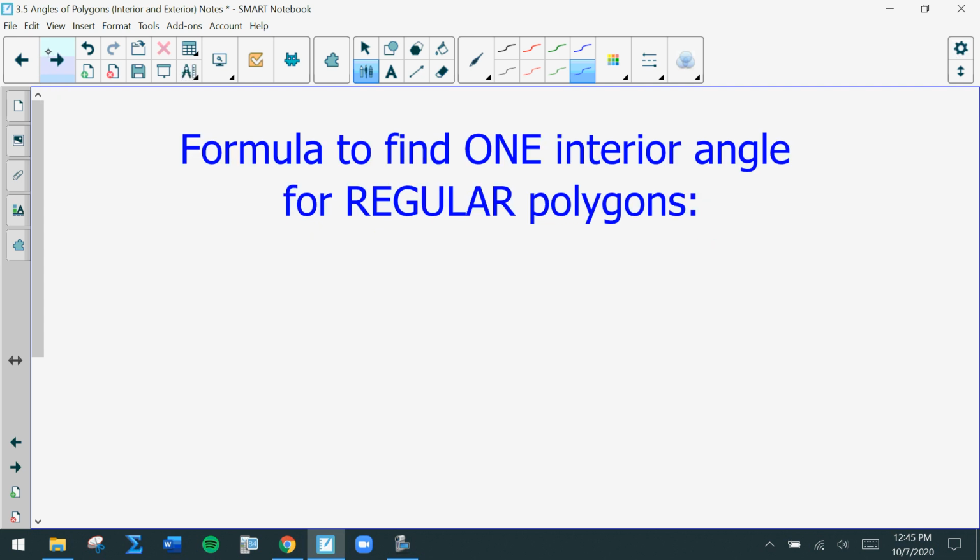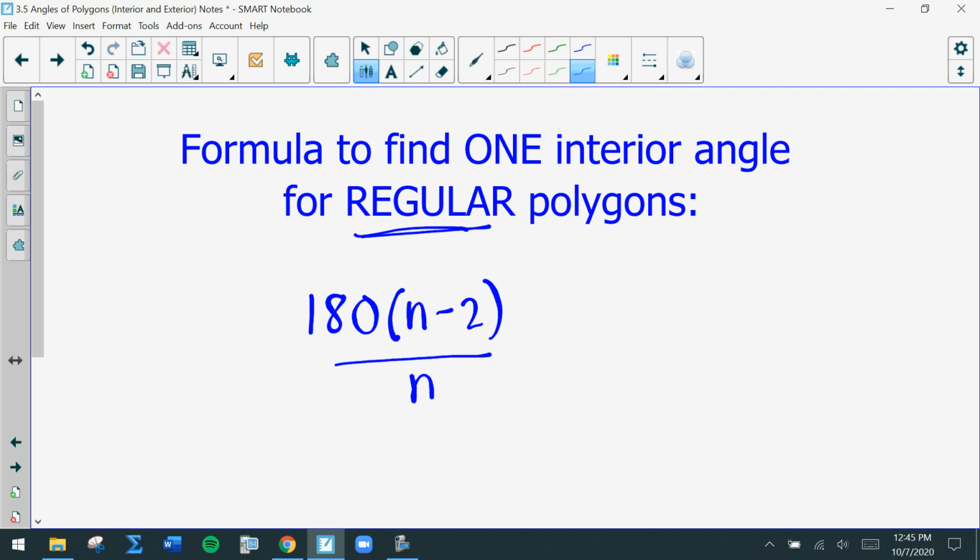So here's the formula for finding one interior angle for a regular polygon. So it must be regular to use this formula. Okay, so we're going to divide by the number of sides. So n is the number of sides still. Okay, so make sure you have the formula written down.